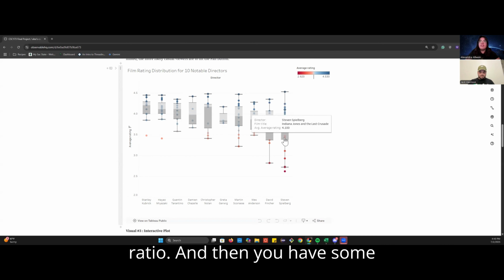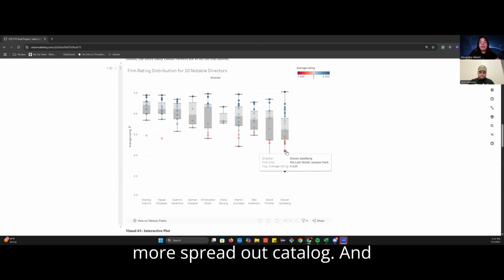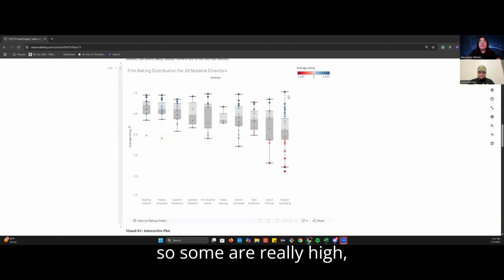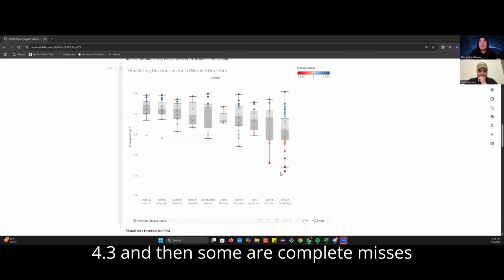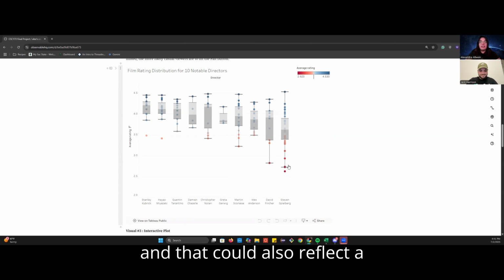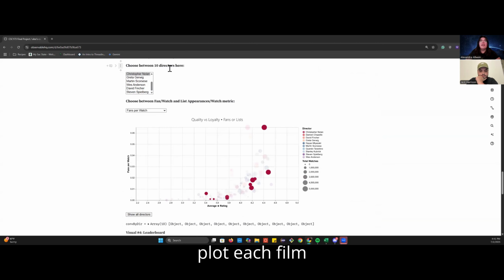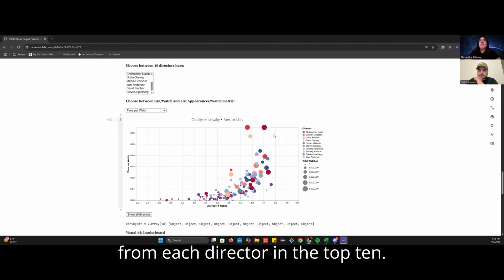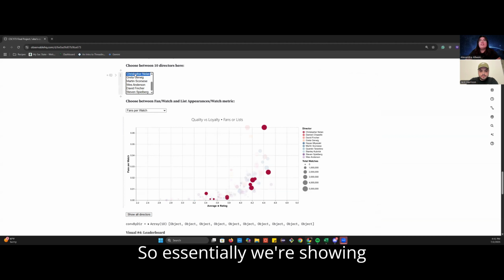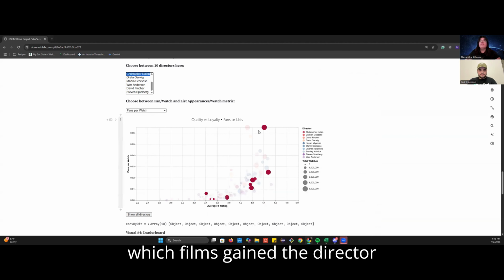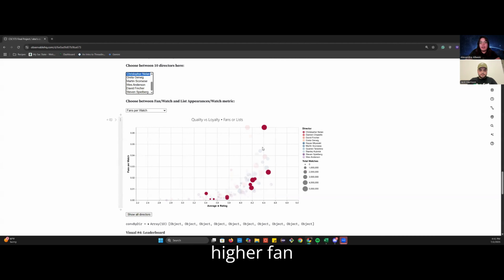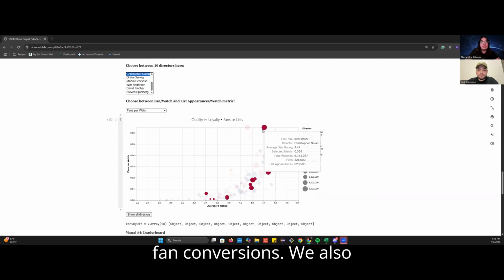And then you have some directors on the right side that have a more spread out catalog. Some are really high, like at 4.5 stars or 4.3, and then some are complete misses. And that could also reflect a lower casual viewer to fan ratio. For our interactive plot, we decided to plot each film from each director in the top 10. So essentially, we're showing which films gained the director higher casual viewer to fan conversions.